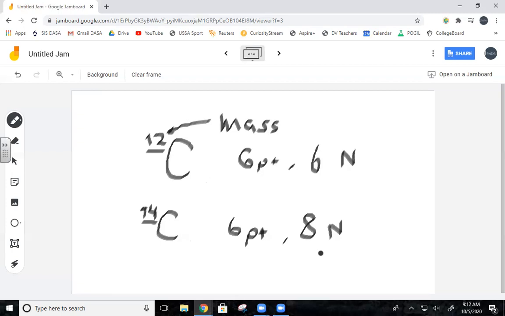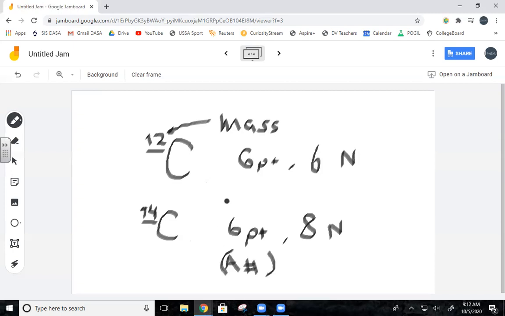Are we clear on how all that works? So the mass is here. Carbon 12, carbon 14, that indicates the mass of the atom, which is the number of protons plus the number of neutrons. And you might be asking, how do I know the number of protons? It is just the atomic number, and that is something that you should know from last unit.